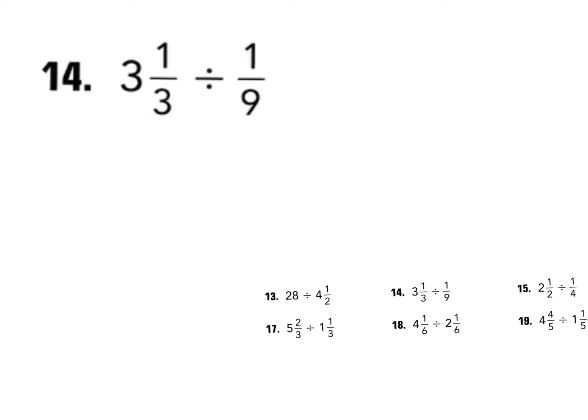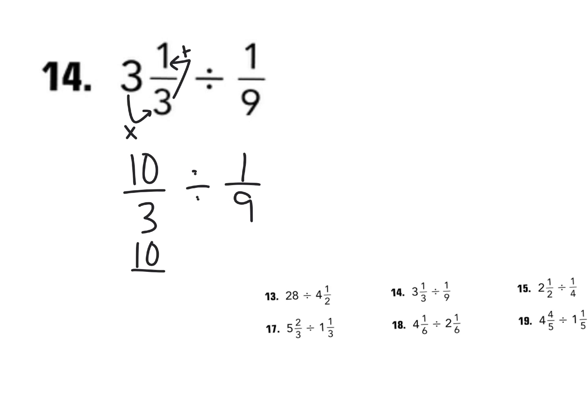Skipping around here, so this is number 14. 3 1/3 we can change to an improper fraction. 3 times 3 is 9, plus 1 is 10. So 10/3 divided by 1/9. Now we can make it a multiplication problem. Keep, change, reciprocal is 9/1.